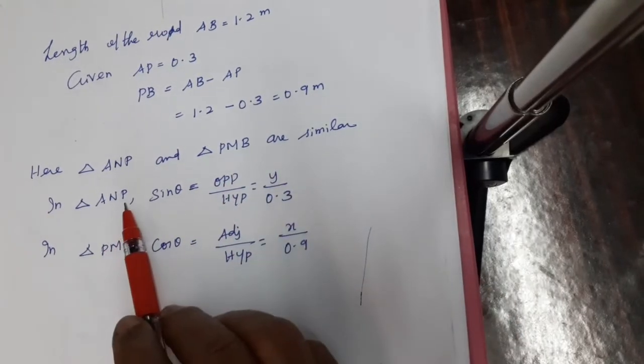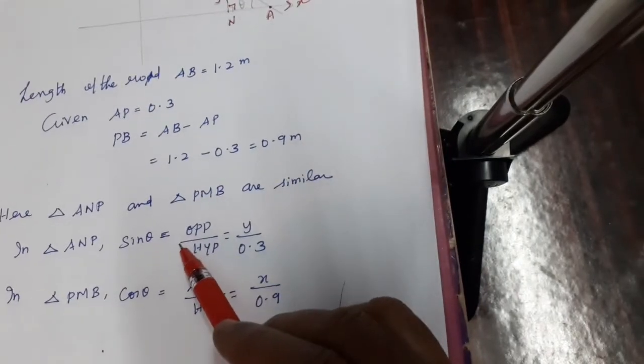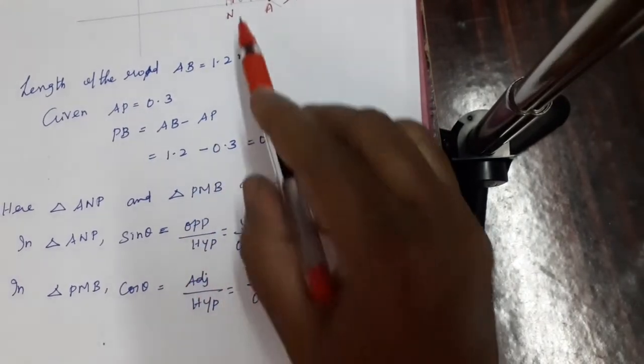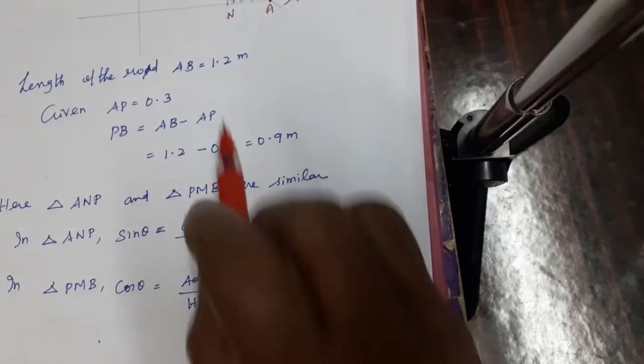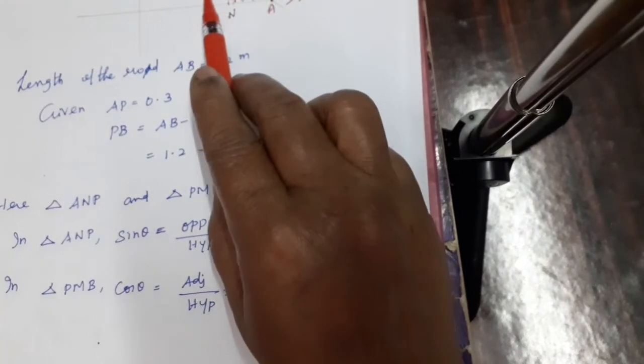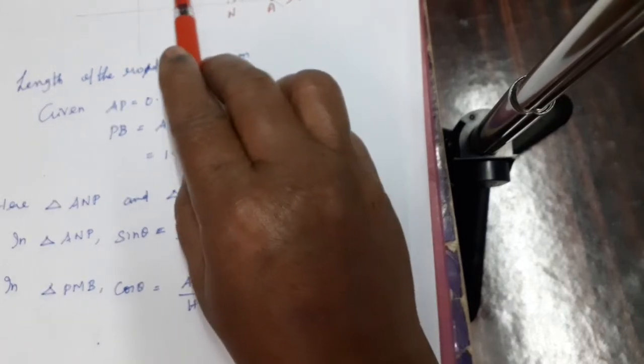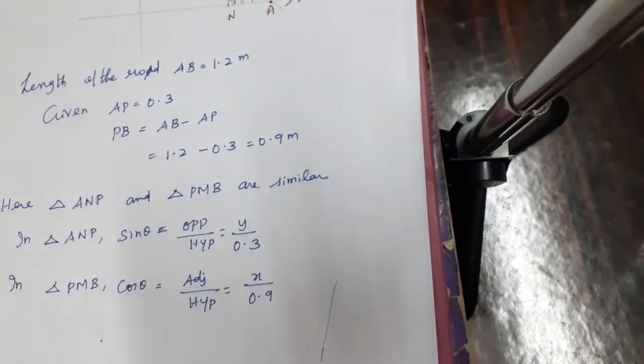In triangle ANP, we are going to find sin theta. Keep it in mind: in the smaller triangle, find sin theta; in the bigger triangle, find cos theta. If you find sin theta in the smaller triangle, you can easily find the y value. In the bigger triangle, find cos theta and you easily get the x value.